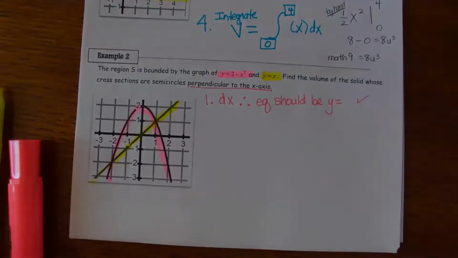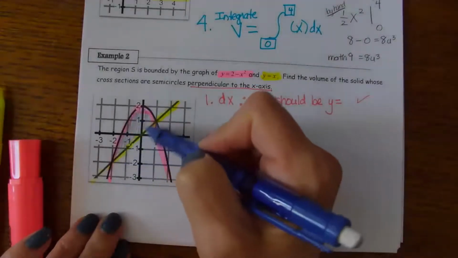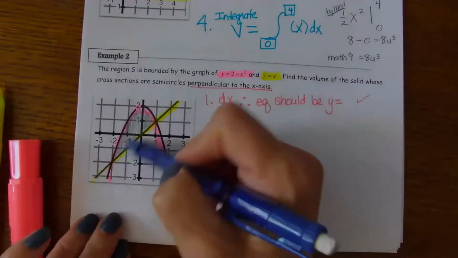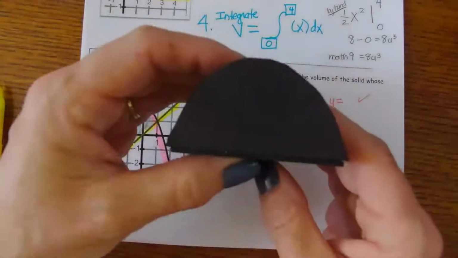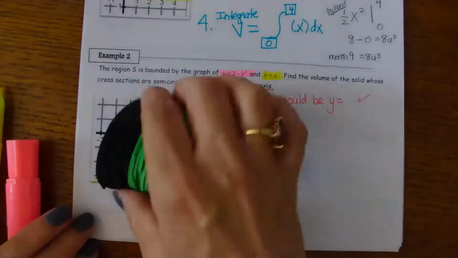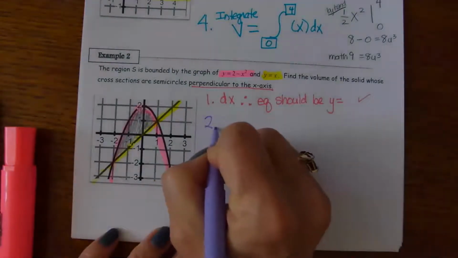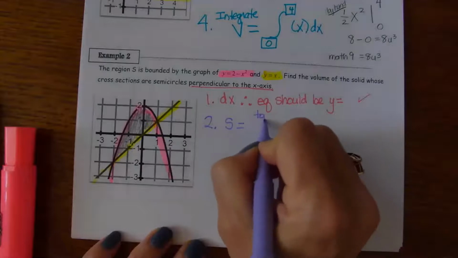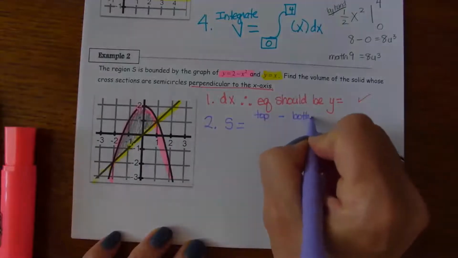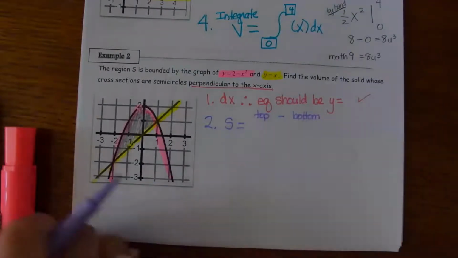I actually have a slab that looks like this. So imagine this is your driveway in front of your house, and this is the shape of your driveway. But instead of putting a car on it, you're going to put semicircles. So that's like this shape sticking up out of there, right? All right. What is step 2? Find S. What is S going to be? Top minus bottom, because it's a dx. What is the top equation?